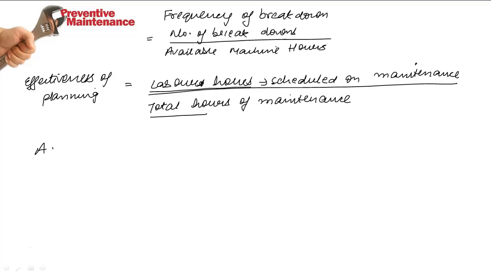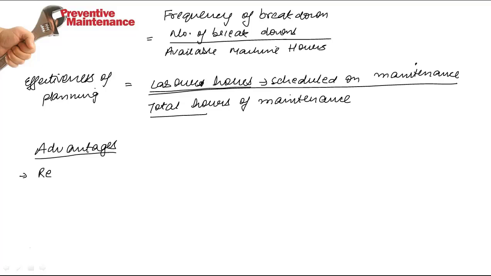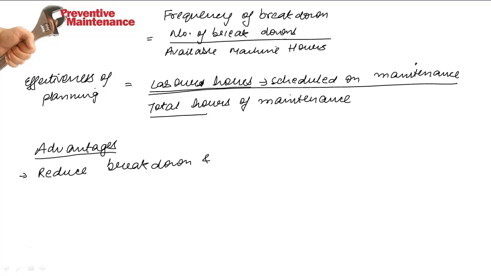After that, what are the advantages of preventive maintenance? Why do we look after preventive maintenance? So it means by using preventive maintenance, you can reduce the breakdown. You will come to know which is the weak part, and maintenance, right? After that, greater safety to workers.